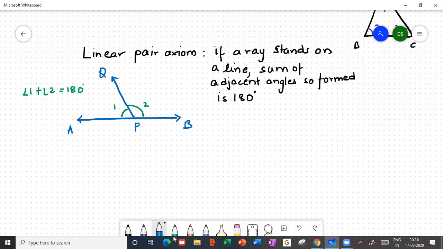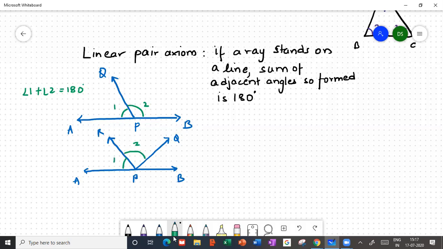Okay, now if I'm going to take up another scenario, the same line AB. There is one ray here, let's say PQ, and I'm going to draw another ray, PR, correct? So now this angle, angle 1, and angle 2 are adjacent, correct? Also, angle 2 is adjacent to angle 3, correct? So all three are still adjacent angles, isn't it?